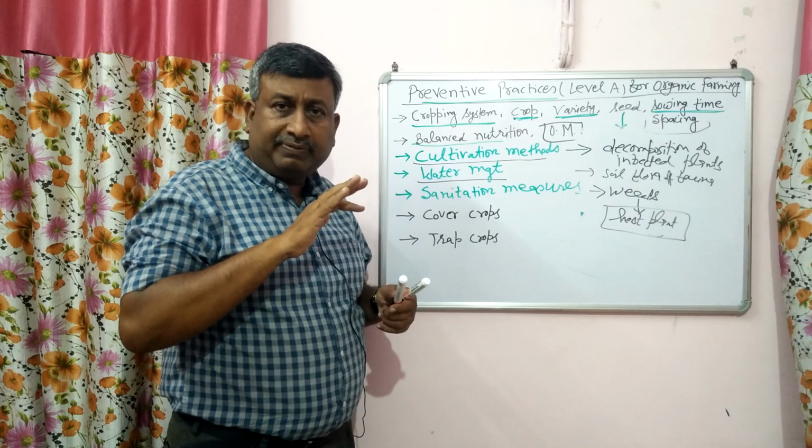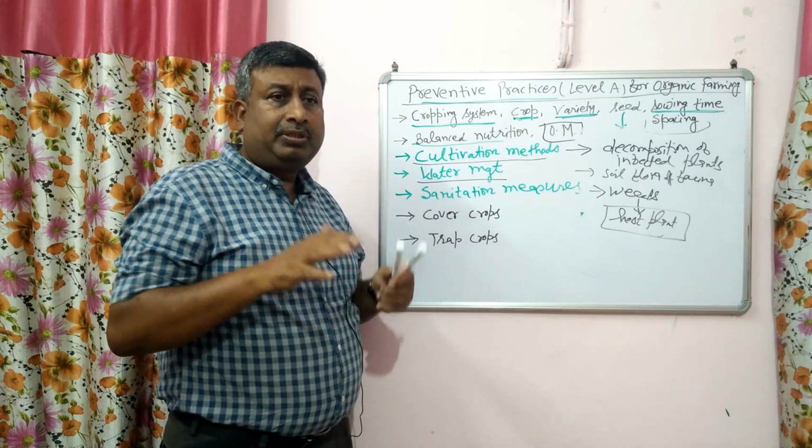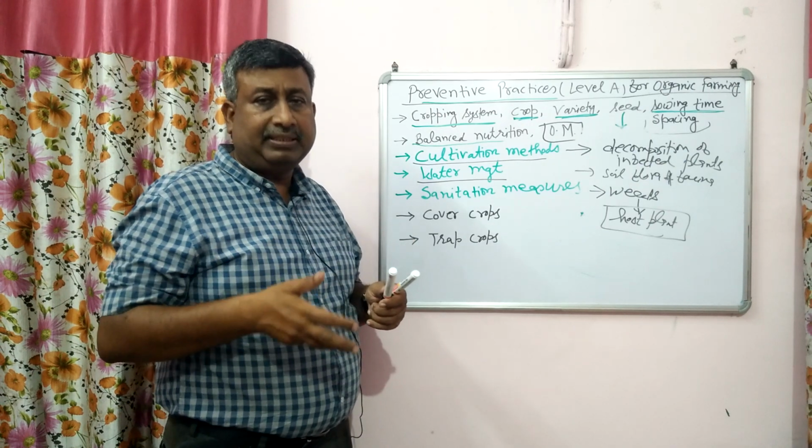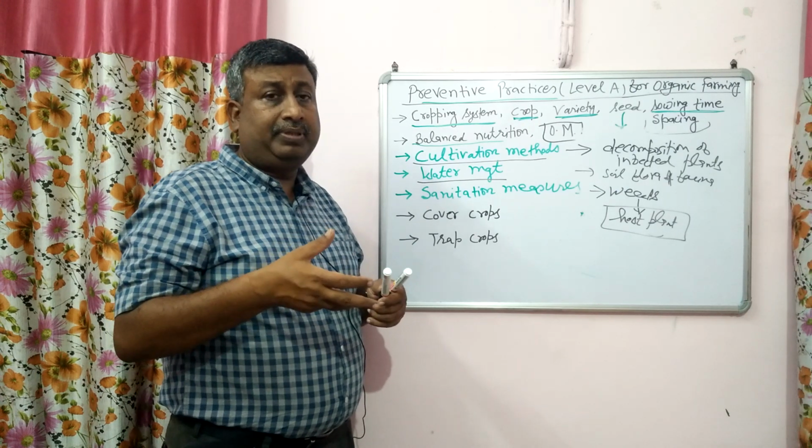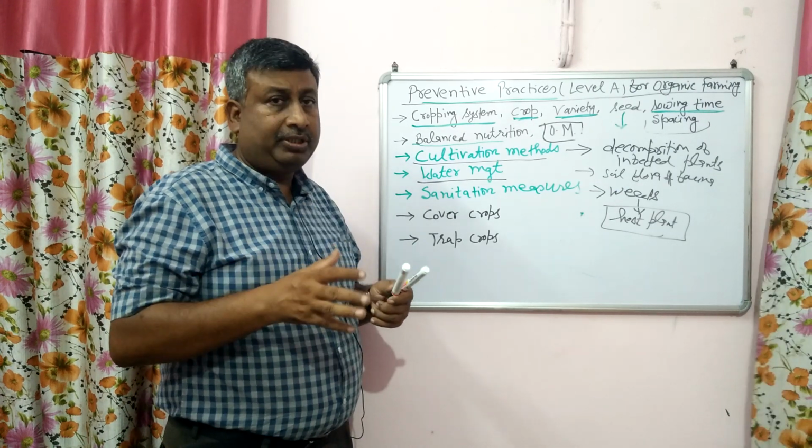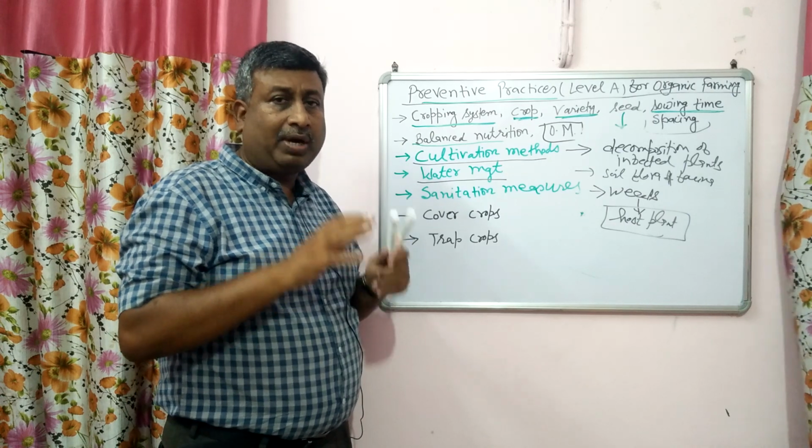Then water management means irrigation should be done in such a way that there is no waterlogging, because if there is excess waterlogging, this anaerobic condition favors some diseases. Some diseases aggravate and become very high and cause crop damage. So avoid excess irrigation and waterlogging.